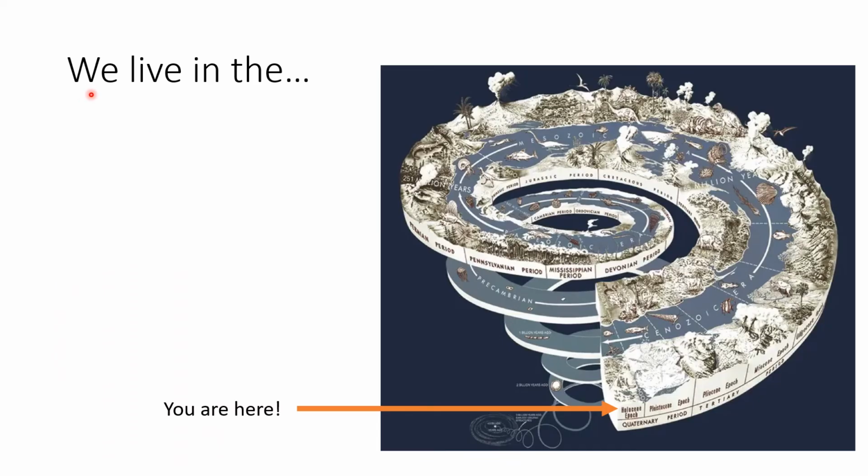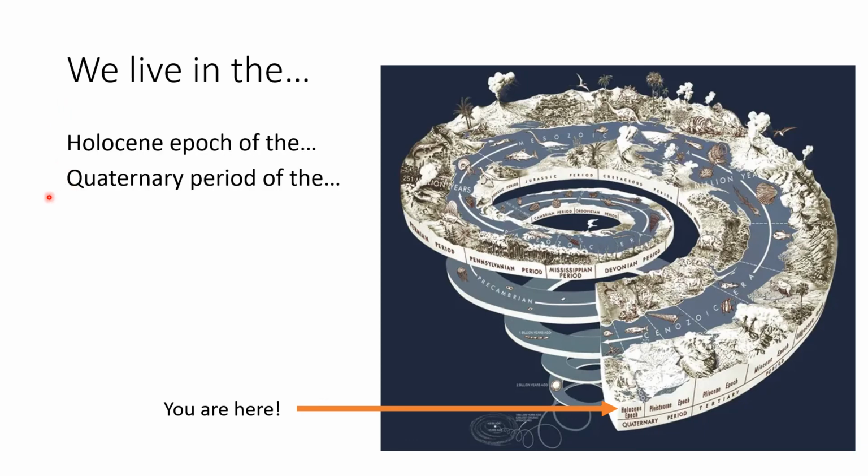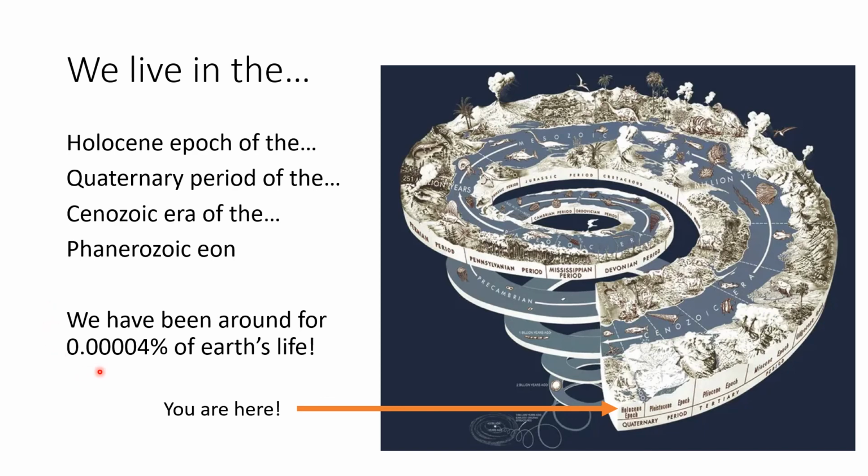Modern humans started to emerge onto the earth about 200,000-ish years ago. And so modern humans live in the Holocene epoch of the Quaternary period of the Cenozoic era of the Phanerozoic Eon. And because we've only been around for about 200,000 years, we've only been here for 0.00004% of Earth's entire life. So we're barely a blip in the whole geologic timescale. And here are we.